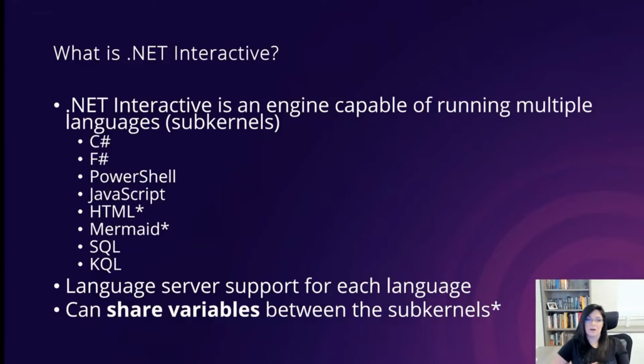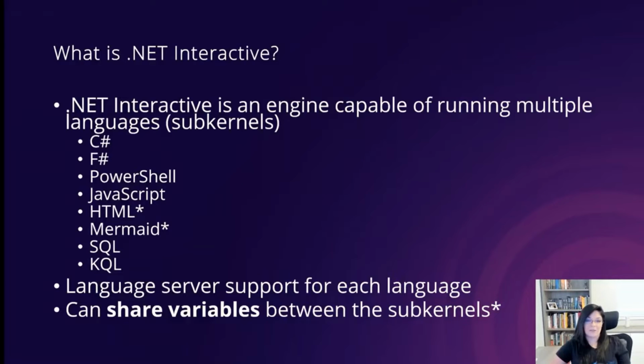Let's switch gears and talk about what is .NET Interactive. .NET Interactive is an engine that is capable of running multiple languages, and sometimes I'll refer to them as subkernels. You may hear me use that interchangeably. So .NET Interactive today supports C#, F#, PowerShell, JavaScript, HTML, Mermaid, SQL, and KQL, which is Kusto Query Language. Now I know that was a lot, but bear with me.